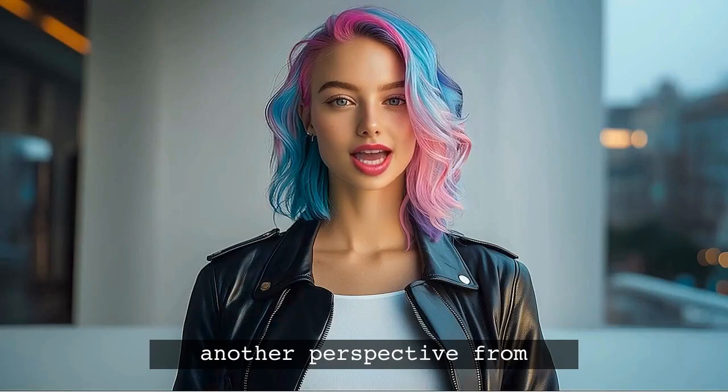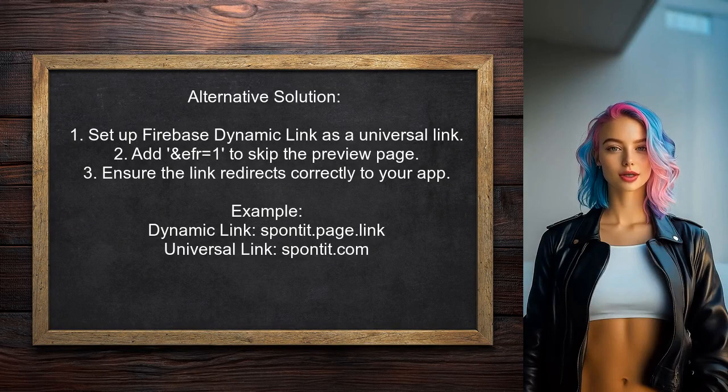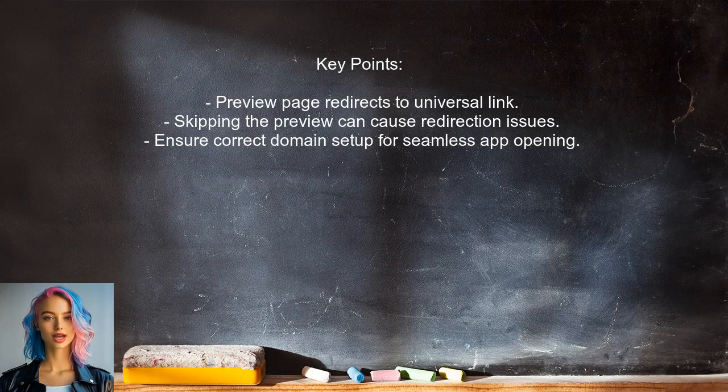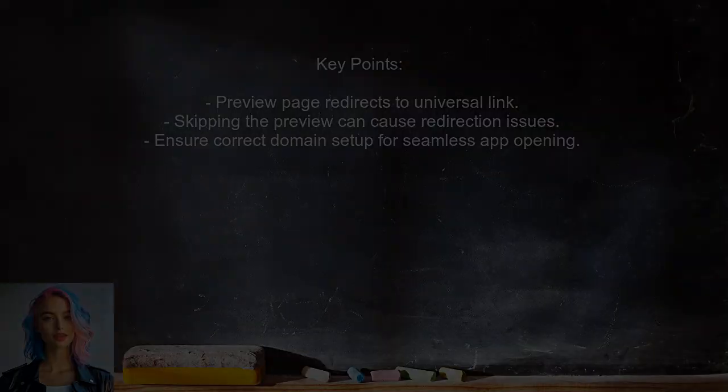Let's check out another perspective from a different user. One alternative solution is to set up your Firebase Dynamic Link as a universal link in your app settings. This user found that adding an =1 to the dynamic link allowed them to skip the preview page and redirect directly to their app or the App Store. They explained that the preview page worked because it redirected to their universal link, but skipping it led to issues since the dynamic link used a different domain. Proper setup is crucial to ensure the link opens the app instead of the App Store.